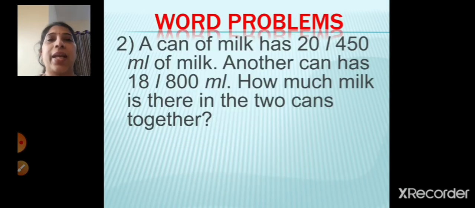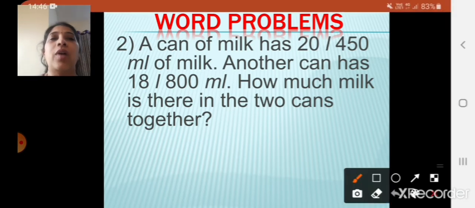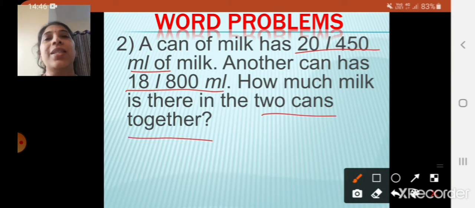So let's move to the second example of the word problem. A can of milk has 20 liter 450 ml of milk. Another can has 18 liter 800 ml. How much milk is there in the two cans together? Now children, you can see one can is having how much milk? 20 liter 450 ml. And the second can is having how much milk? 18 liter 800 ml. And what is asked in the question? Two cans together. So together means addition, right?